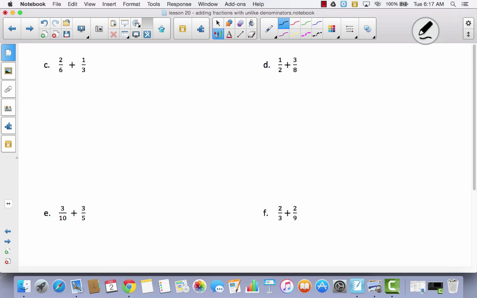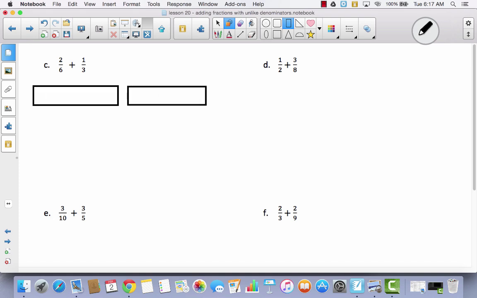All right, let's take a look at C. Okay, so we're going to do the same thing. So I'm going to use my rectangle tool here and go ahead and make my 2 tape diagrams. Now let's think about this for a minute. Can I take sixths and decompose them into thirds? No, it doesn't work that way, right?